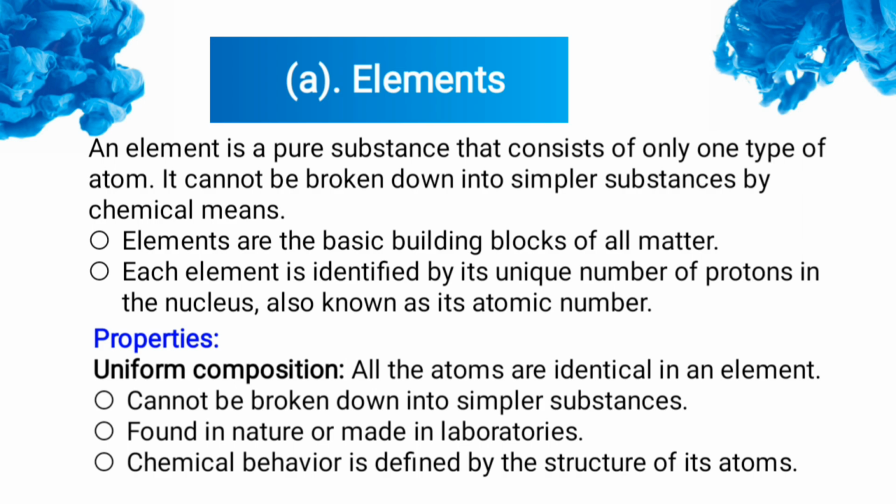Now, what are the properties of elements? Elements have uniform composition. All the atoms are identical in an element. Elements cannot be broken down into simpler substances. Elements are found in nature or made in laboratories. The chemical behavior is defined by the structure of its atoms.